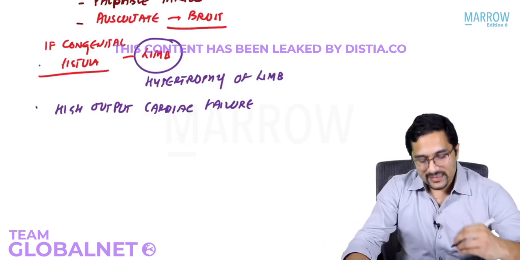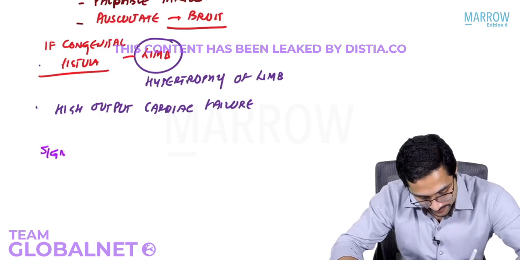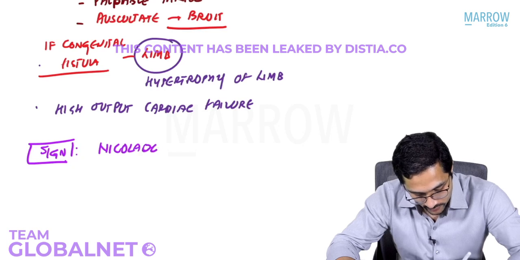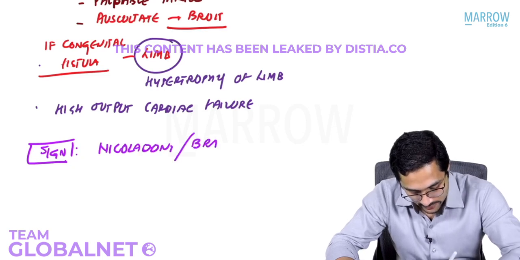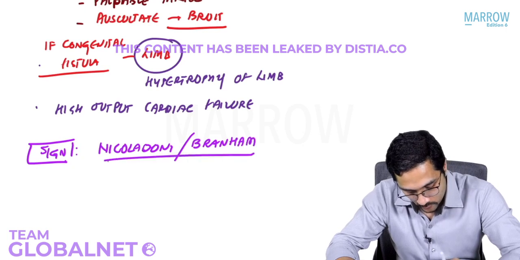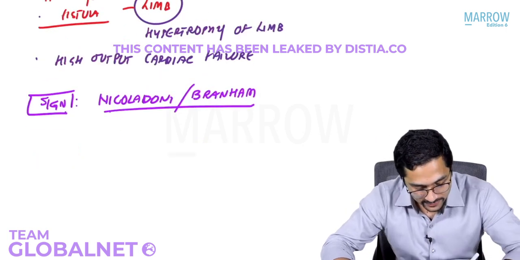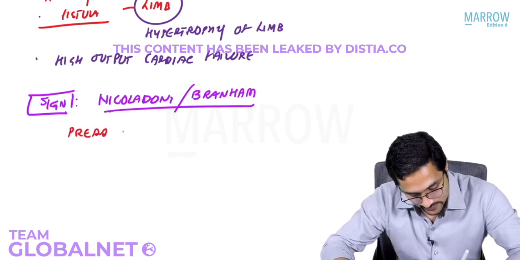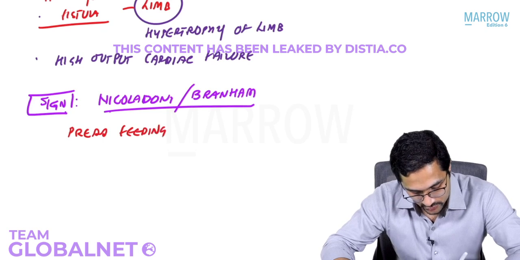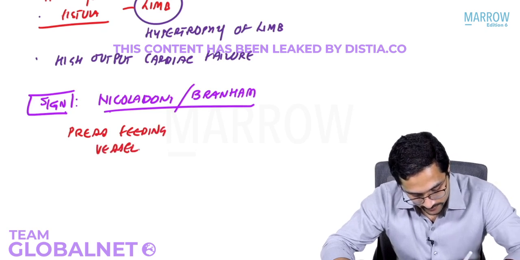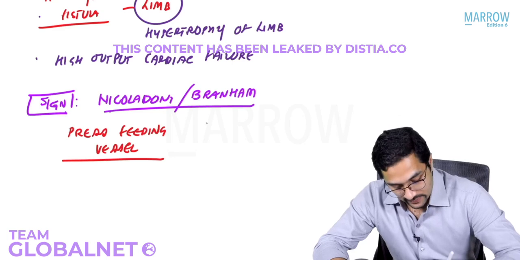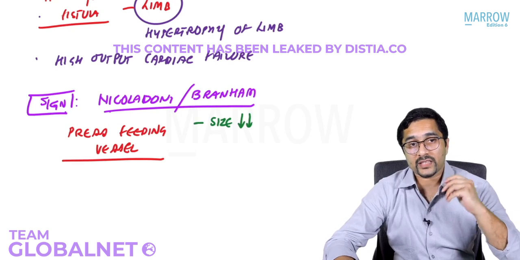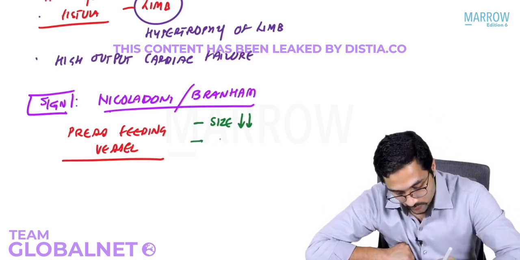There is one clinical sign which has been asked many times in the exam. This is known as the Nicoladoni or the Branham sign. The Nicoladoni or Branham sign is when we press the feeding vessel. So when we press the feeding vessel of the AV fistula, what is going to happen? The size of the fistula is going to reduce.